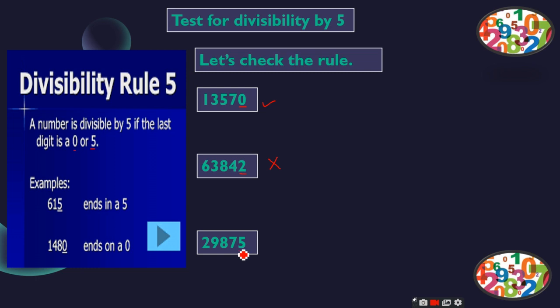29875. The last digit is 5. Is the number divisible by 5? Yes, this number is divisible by 5 because the last digit is 5.